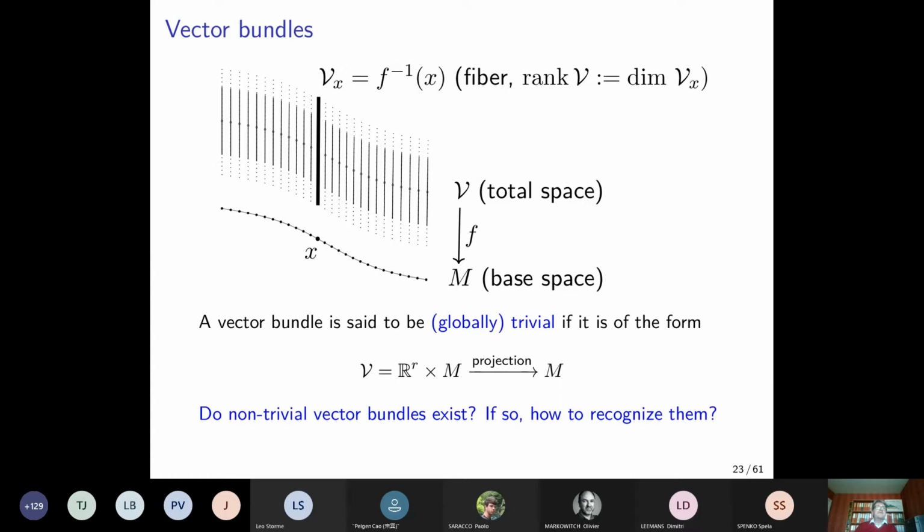Of course, if we have a space, we can always make a vector bundle just by taking the product of that space with a vector space. So that's what I've done here. I took the real numbers to the power R, that is some vector space, and I take the product. And these objects are, of course, not very interesting. So then the question is, are there other vector bundles? And if so, how would we recognize them if we saw them?